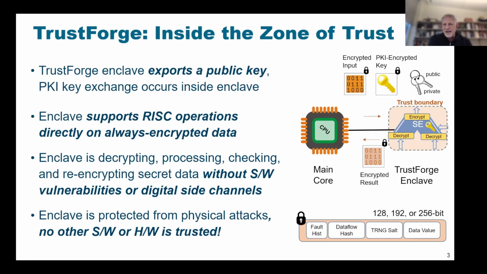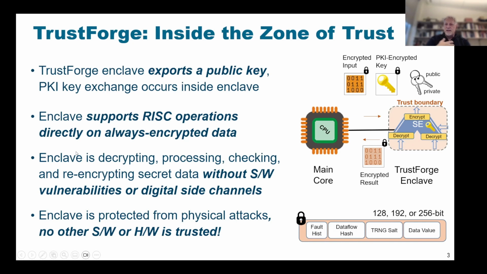All right, let's take a look inside the zone of trust of TrustForge. TrustForge is a tiny little hardware enclave that we've deployed into Azure and AWS. And it exports a public key that third parties can use to allow the TrustForge enclave to access the data that they've supplied to the main system in encrypted form. The software and hardware of the main system cannot access that data because it doesn't have access to the decrypted data, and it doesn't have access to the keys to access that data. The only entity in the system that can access that data is the TrustForge enclave.